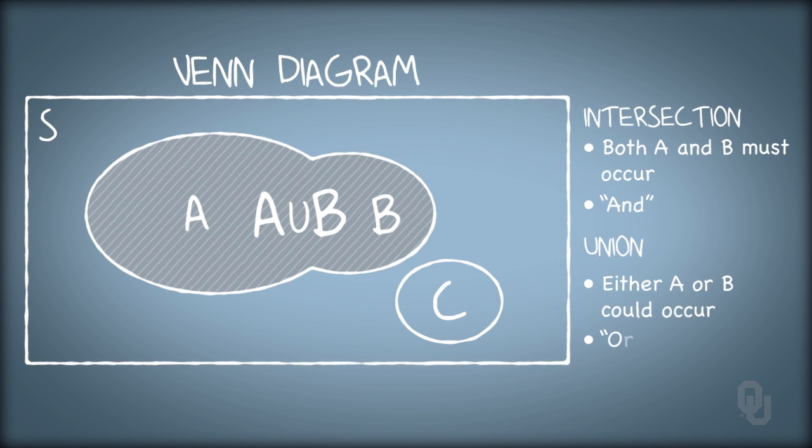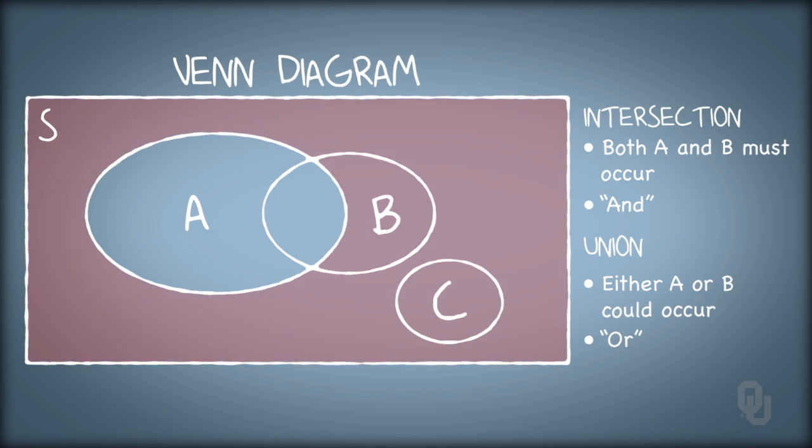The union of events A and B suggests that either A or B could result from our experiment. Union implies or. On the Venn diagram, A union B is represented with the circles A and B, including their overlap, being shaded. Also, the complement of event A includes every event in the sample space that's not A.